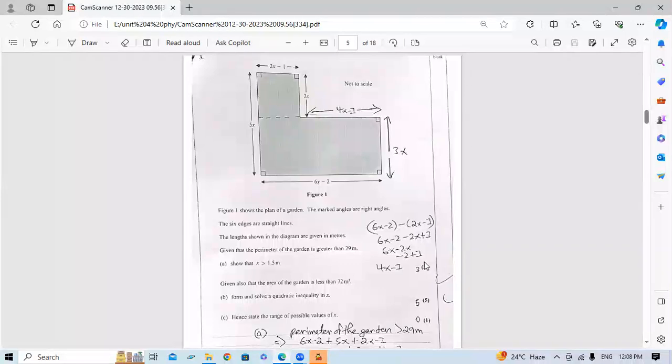So in question 3a, it has been given that the perimeter of the garden is greater than 29 meters, show that x is greater than 1.5 meters. The 6 edges over here are straight lines. The lengths shown in the diagram are given in meters. So the length unit over here is meters.